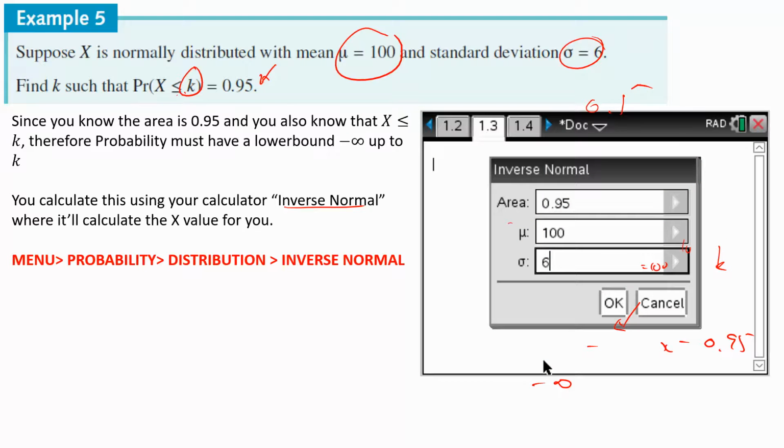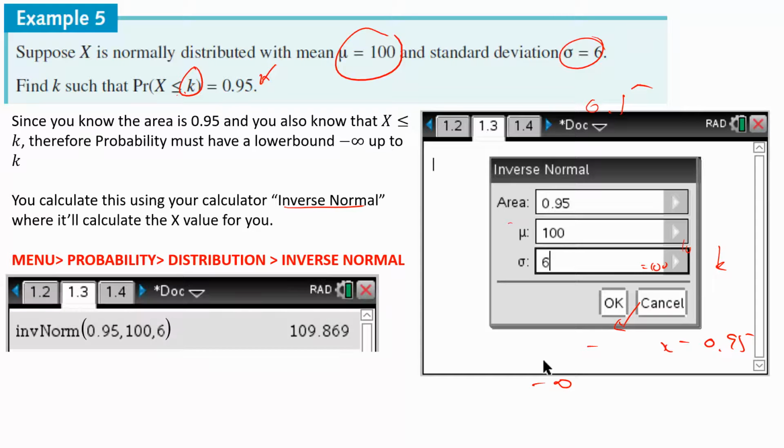There you go. They'll ask you, well, what is the area? Well, you know it's 95%. They ask you, what is your mean? We know it's 100. They ask you what your standard deviation is. You say it's 6. Voila. They just tell you. But remember, what does this tell you? This just tells you 95% of the data from the left to the right, 109.8.